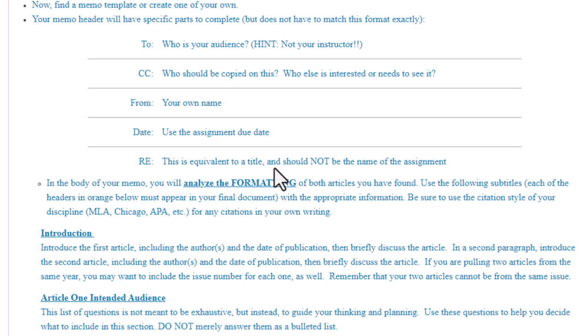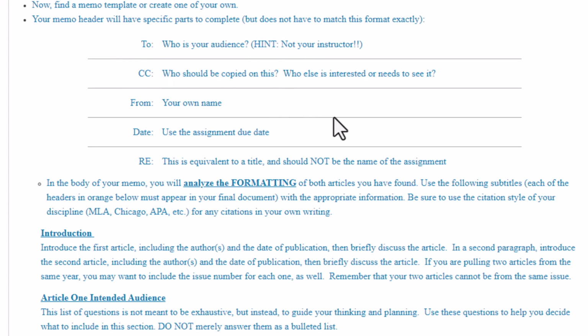formatting analysis memo. Remember that your audience on this is not me, and it is not the publisher of the articles, because they already know what their standards are. So you want to consider, who is it that you're writing this for? Think about all those people coming after you who are going to want to write for these journals.